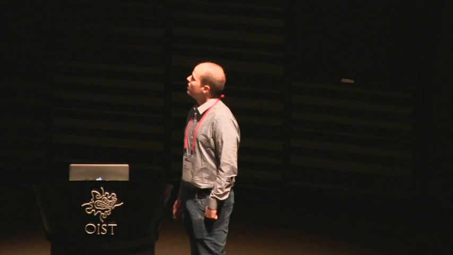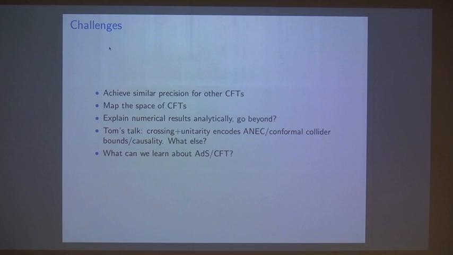So this leads to some challenges that people working on the bootstrap are currently struggling with. One challenge is to achieve a similar story for other interesting conformal field theories in various dimensions, say with varying amounts of supersymmetry. Another thing that this algorithm makes possible is making general statements about the space of conformal field theories. So you might hope to use it to map out the space of CFTs.